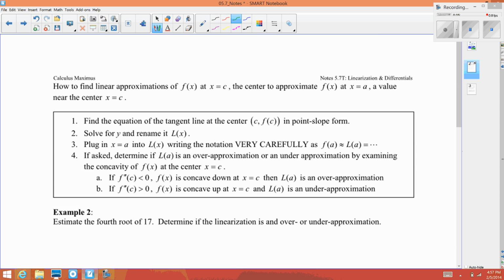So this is basically what we did. You find the equation of the tangent line, leave it in point slope form, it's easier. All right, solve for y and rename it L of x for linearization. Plug in whatever our center is, okay? And you need to write that you are approximating that value. We're not finding the exact value, okay? And then usually you'll be asked, is it an over approximation or an under? And you know by the concavity.